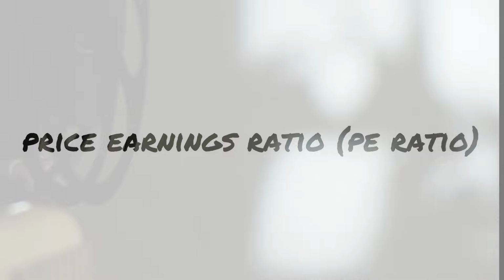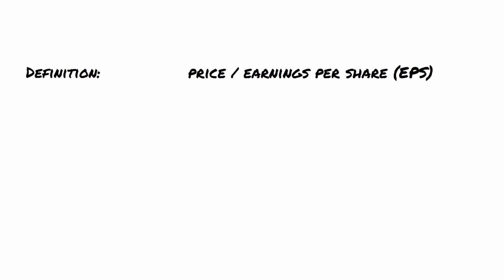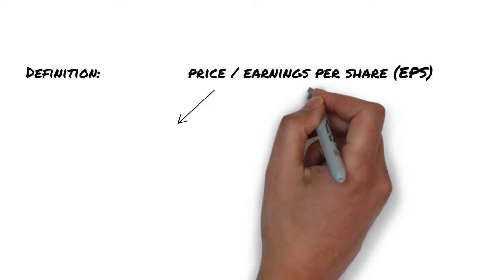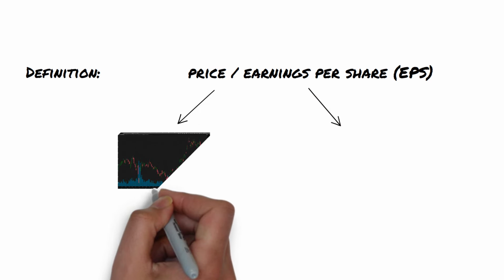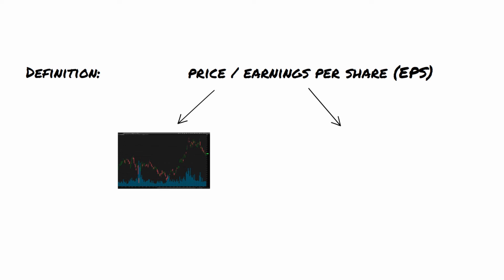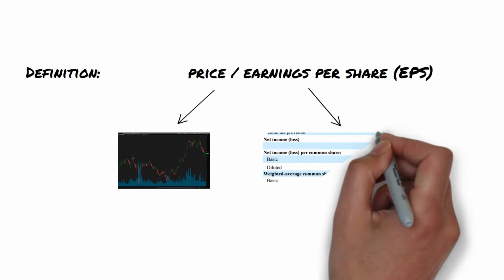I will now go through some examples touching upon the main multiples and steps you might want to follow in order to perform a relative valuation. Price-earning ratio, or PE, is probably the most known and widely used financial ratio in the world. It is defined as the market price divided by earnings per share, EPS, which is computed by taking the bottom line of the income statement, the net income, and dividing it by the total shares outstanding. This gives you the net income per common share. There are many variants of the PE.